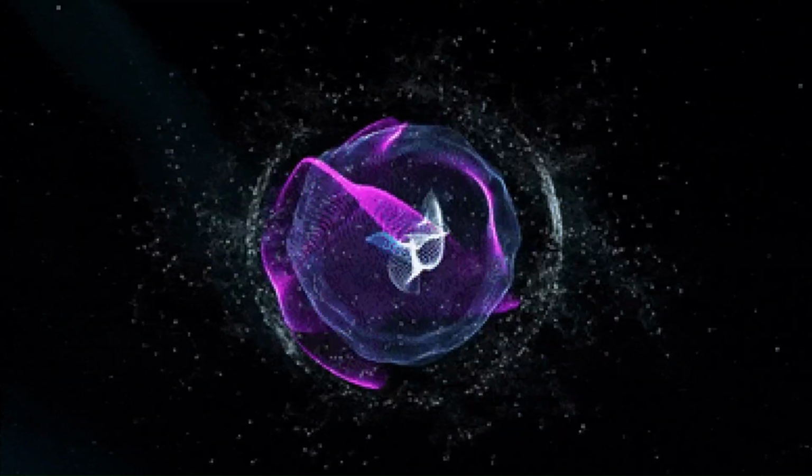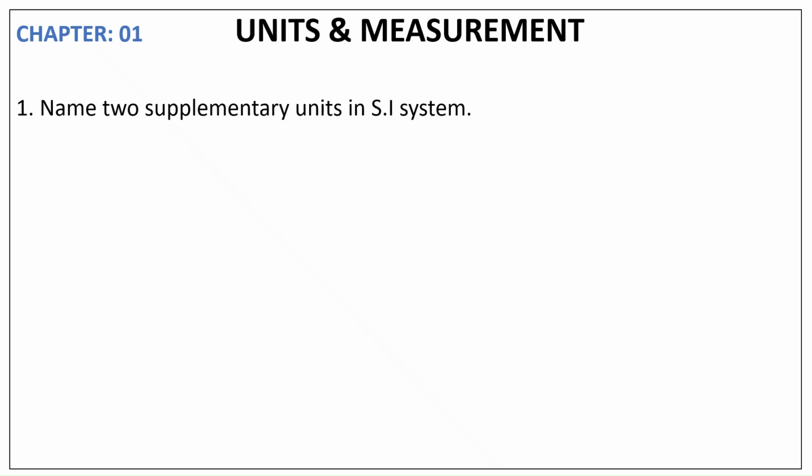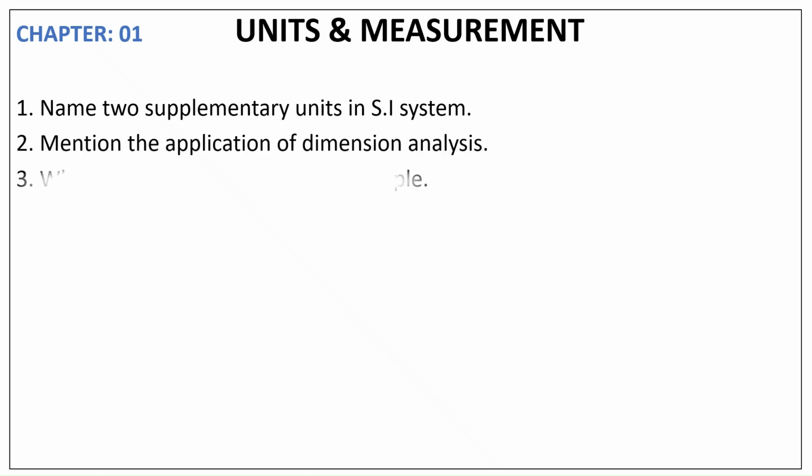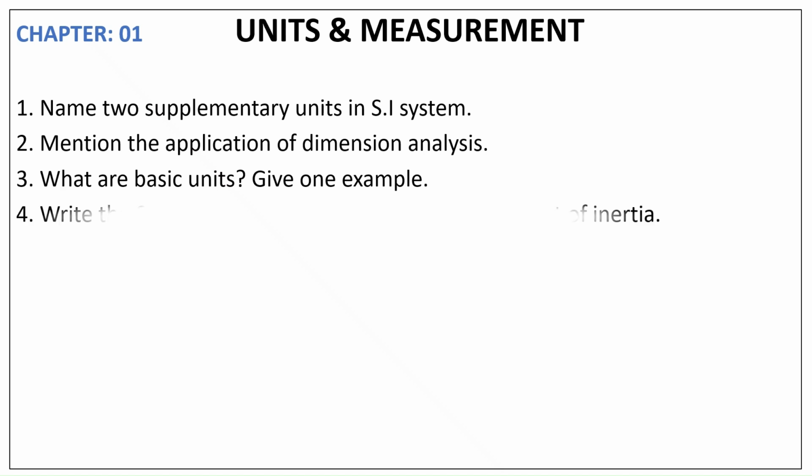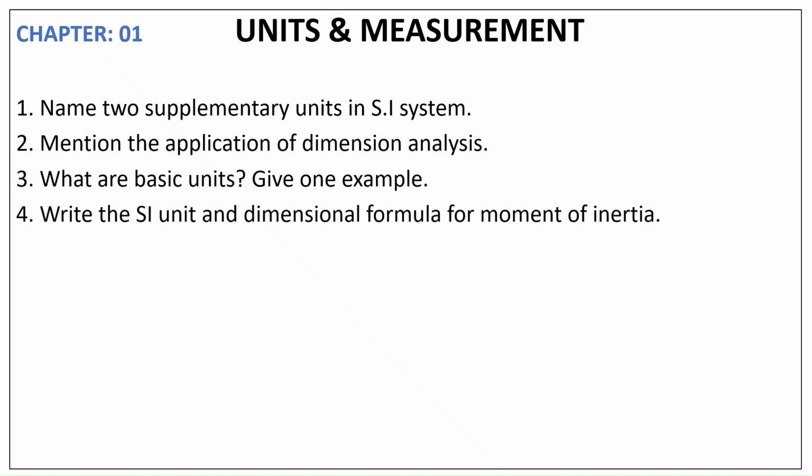Let's start. Chapter 1. Units and Measurement. 1. Name two supplementary units in SI system. 2. Mention the application of dimensional analysis. 3. What are basic units? Give one example. 4. Write the SI unit and dimensional formula for moment of inertia.